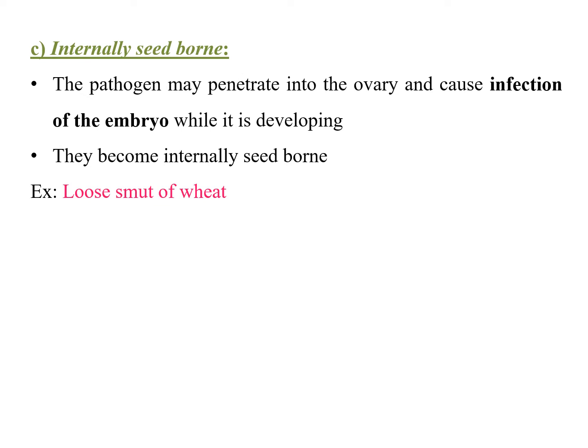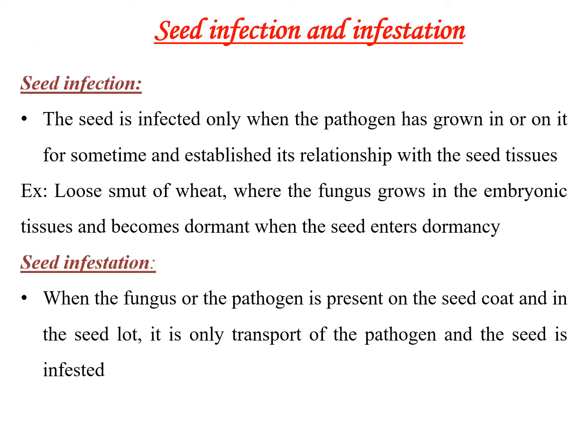So these are three categories: contamination of seed, externally seed borne, and internally seed borne. Now let us see the difference between seed infection and seed infestation. Seed infection means the seed is infected only when the pathogen has grown in the seed or on the seed for some time, and it should establish its relationship with the seed tissue. That means there will be a pathogenic relationship between the seed and the pathogen.